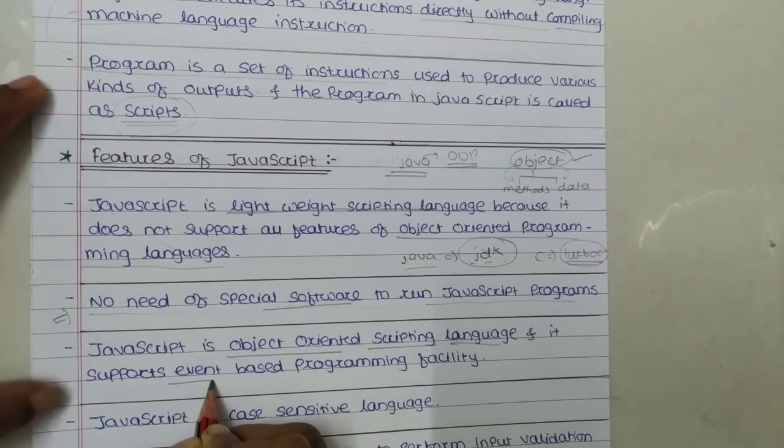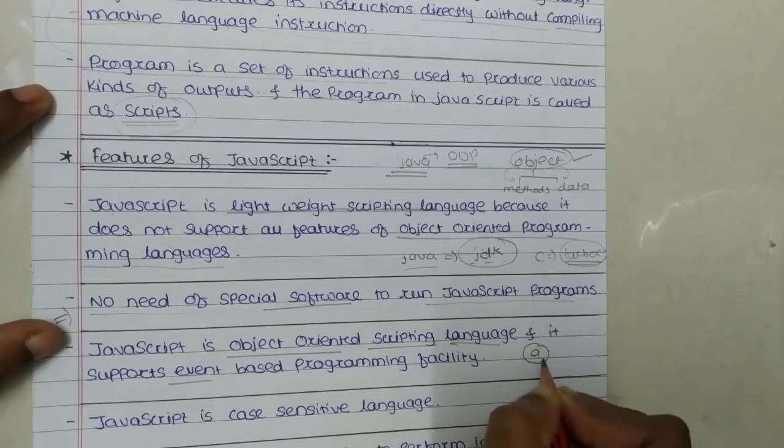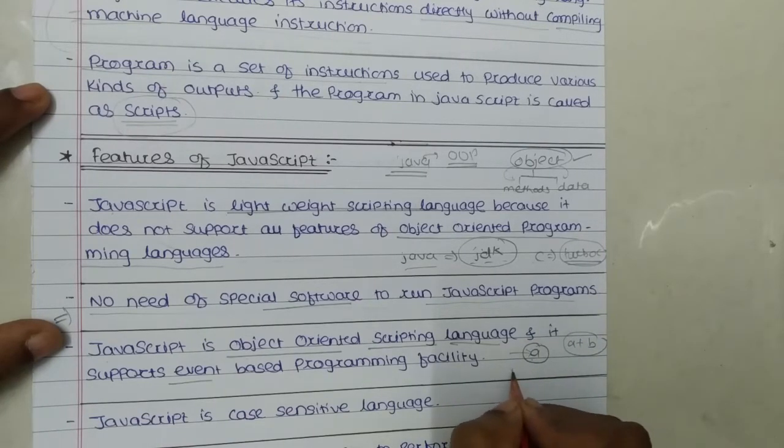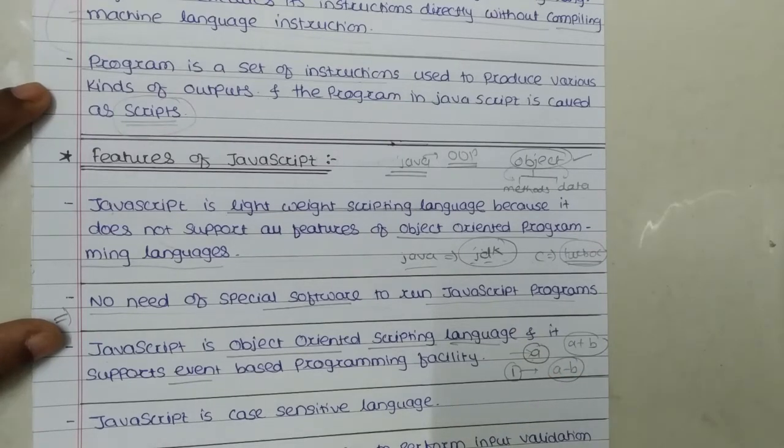Event means what? When we click the key A, then we have to perform the addition of A plus B. And when we click 1, we have to perform the subtraction of A and B. That means we have to generate or create the events. Clear? Suppose this is your screen. When my mouse pointer goes here, then the background of this screen changes automatically when the mouse pointer moves from the screen.